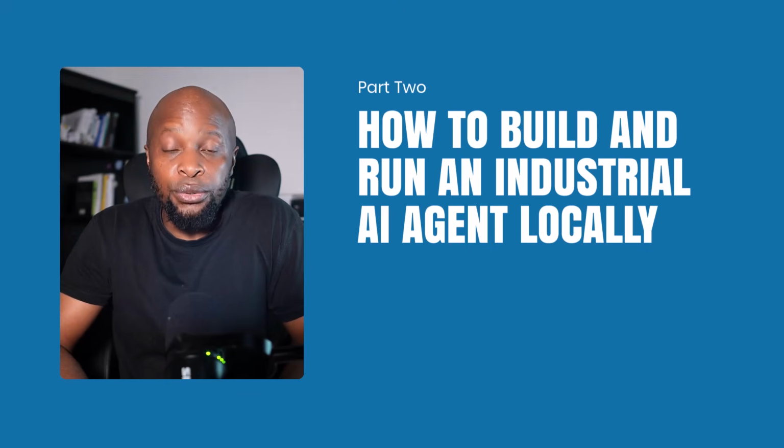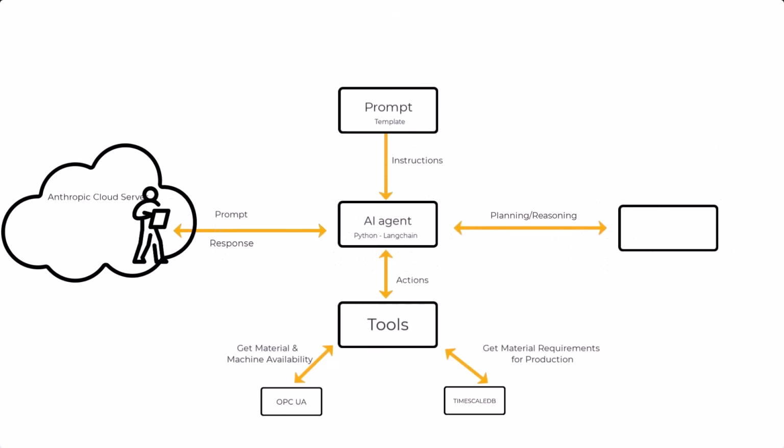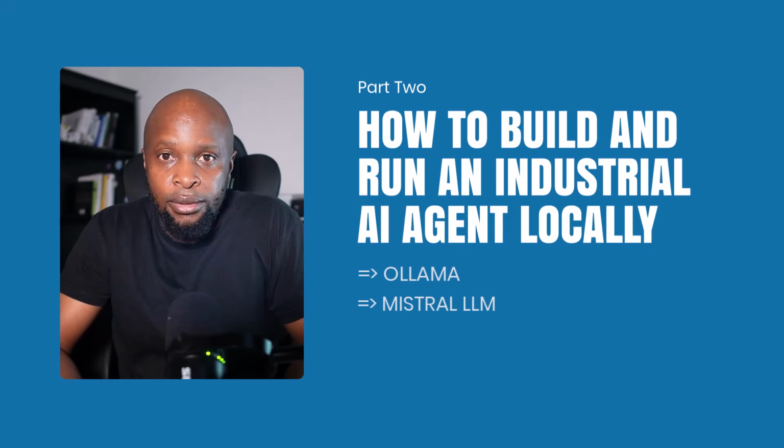data. In part 2, I'll show you how to run your AI agent locally at the industrial edge. We'll take the AI agent we built in part 1 and replace its cloud-based Claude LLM with a locally hosted model using Ollama and Mistral. In other words, we'll swap out the brain of the agent with a local LLM, enabling fully offline on-premise AI capabilities right at the edge.